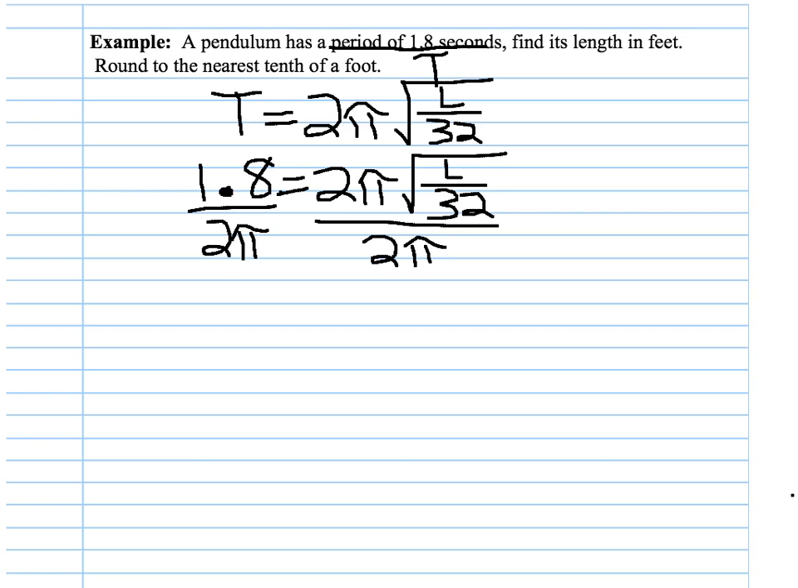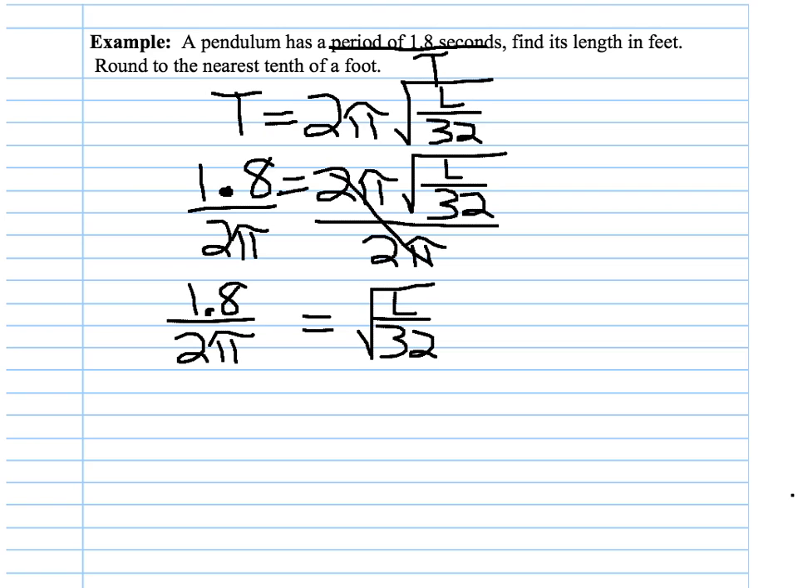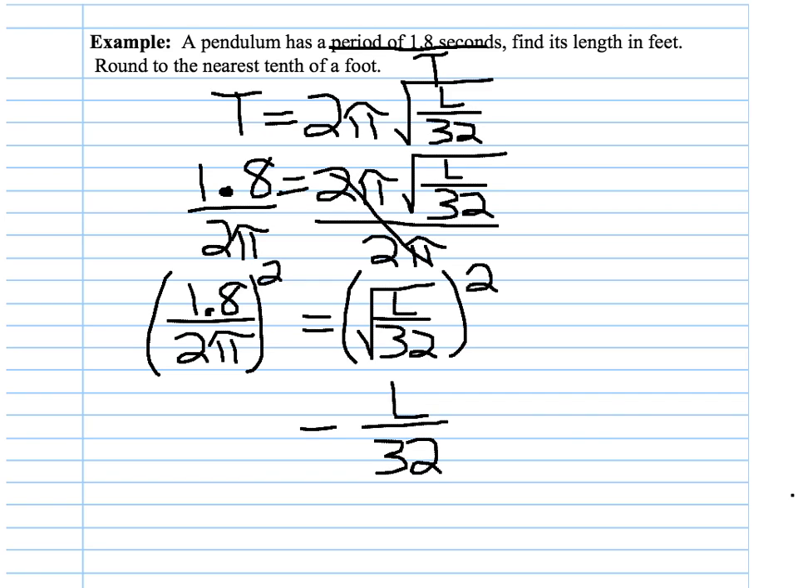When I divide both sides by 2 pi, those cancel. And I'm going to get the square root of L over 32 on my right-hand side. And my left-hand side is still going to be that 1.8 over 2 pi. Now that I have the radical isolated, I'm going to raise both sides to the second power. And notice that I left that 1.8 over 2 pi as it is. On my right-hand side, I'll still have my L over 32. The square root is going to cancel with that second power.